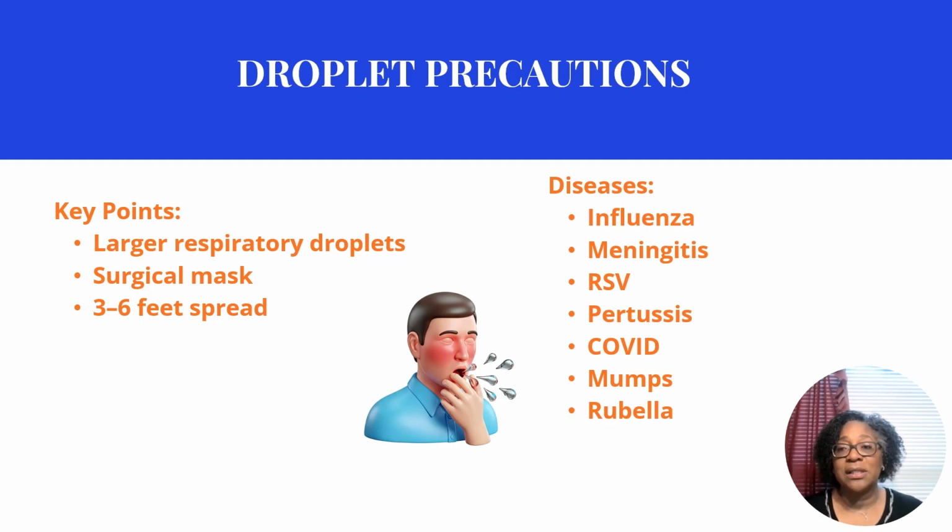Now, droplet precautions involve larger respiratory particles. The particles are heavier than airborne particles. And so, because they're heavier, they fall to the ground faster, usually within 3 to 6 feet. Think about it. When someone coughs, sneezes, talks, or even breathes heavily, the droplets contain microorganisms. And because the droplets are larger, gravity pulls them down faster. And that means that they don't remain suspended in the air for longer periods of time, like the airborne particles.